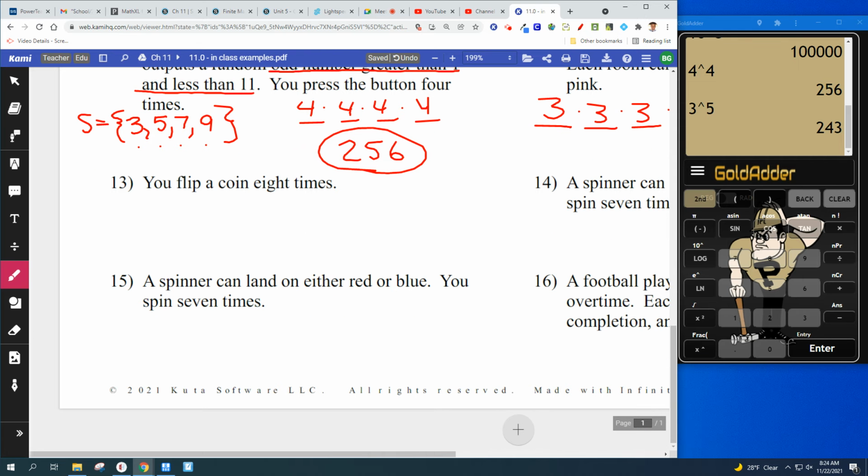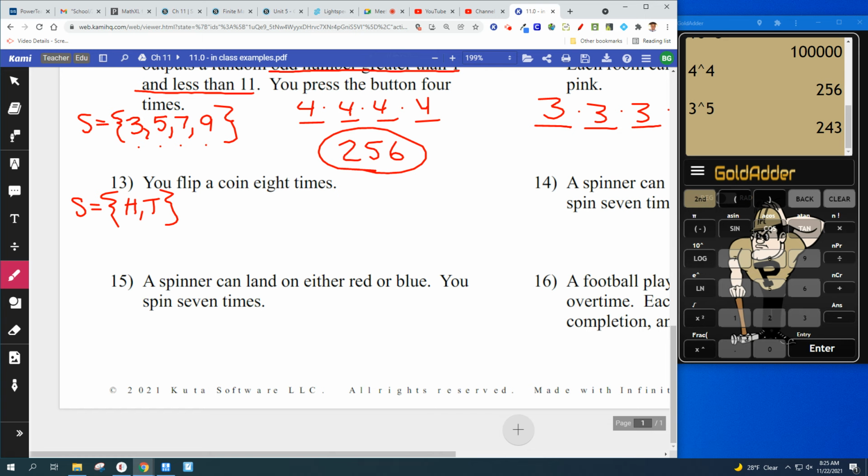Number 13, you flip a coin 8 times. So think about the sample space. What could potentially happen in this problem? Heads or tails? Well, we're going to assume that you can only land on heads or tails. But if we made a third possibility of landing on its side, then I don't know what the probabilities would be. It would be a much, much more difficult problem.